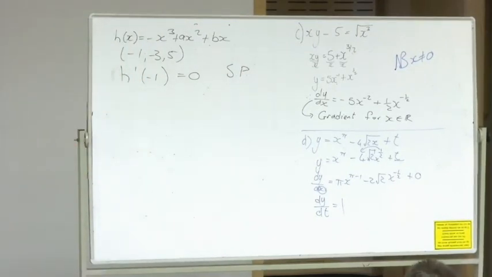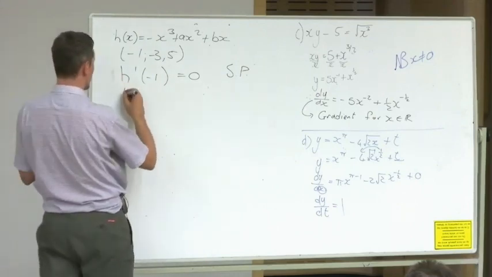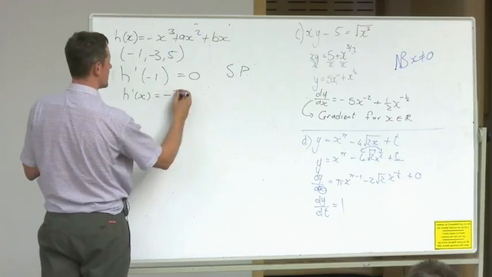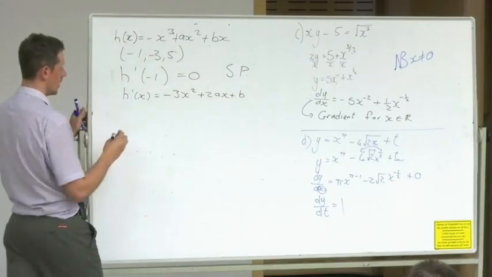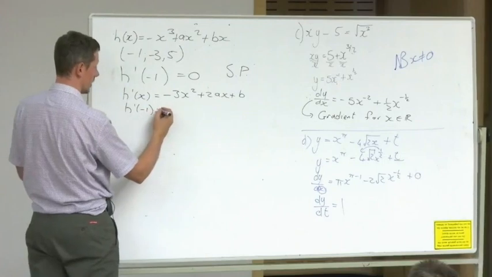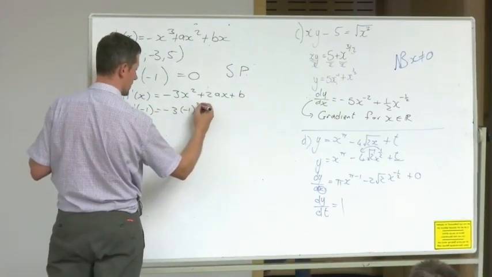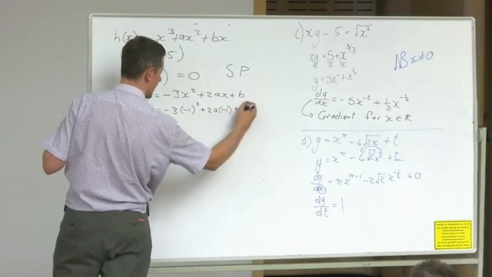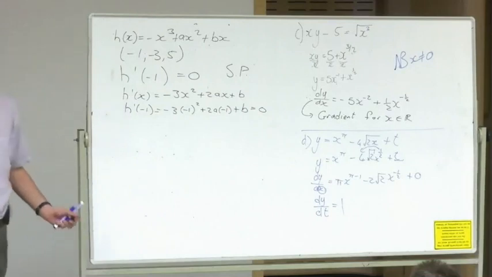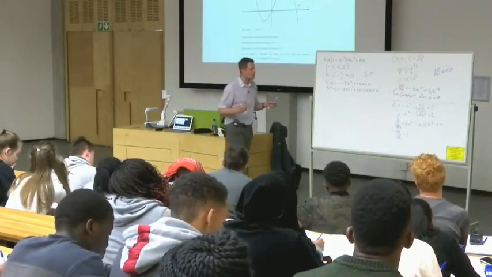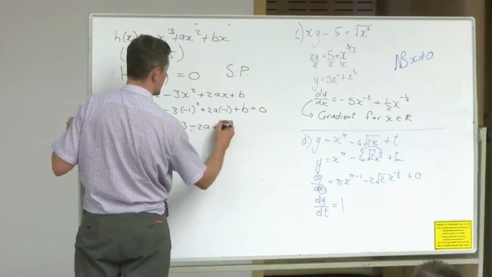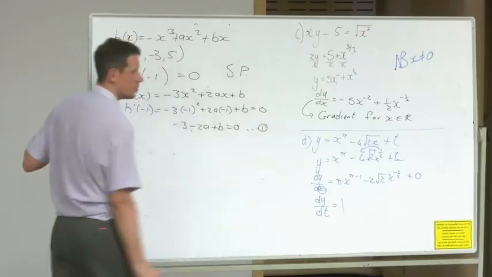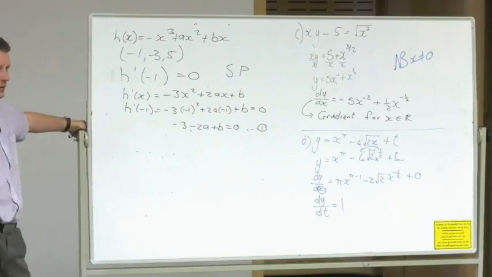Everyone's all right with that? Okay? So in other words, if I look at h prime of x, it's negative 3x squared plus 2ax plus b. If I substitute negative 1 in there, it's going to be negative 3 times negative 1 squared, 2a times negative 1 plus b, and that must be 0. So here I have one equation. So I can say this is negative 3 minus 2a plus b is 0, my first equation. Everyone's all right with me?